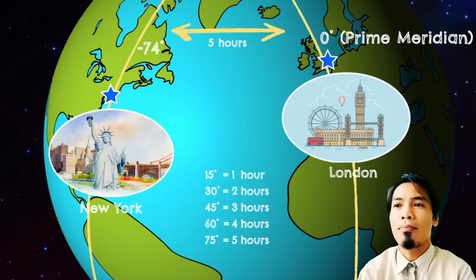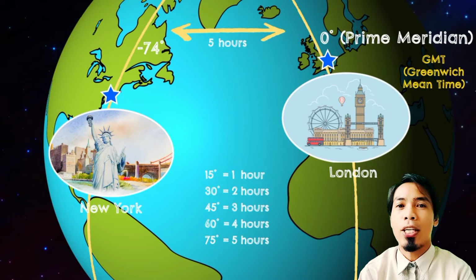The prime meridian marks the baseline time zone, which is called the Greenwich Mean Time or GMT. All time zones are measured relative to GMT.